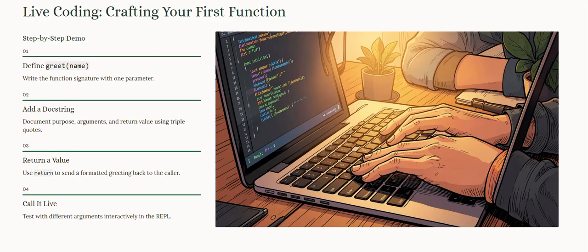So let's see an example. First write def greet and then name. Write the function signature with one parameter. You have to write the function name along with the parameter. Then a docstring: document purpose, arguments and return value using triple quotes. You have to write these using triple quotes. Return a value, then return. You have to write return to send a formatted greeting back to the caller. Call it: live test with different arguments interactively in the REPL.